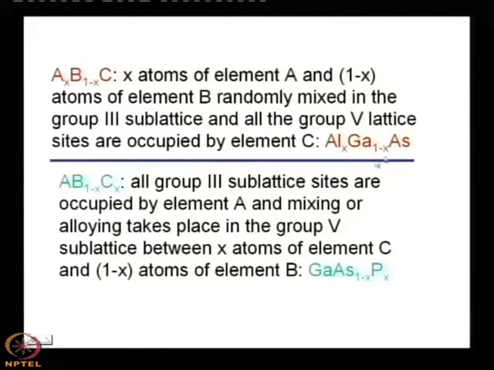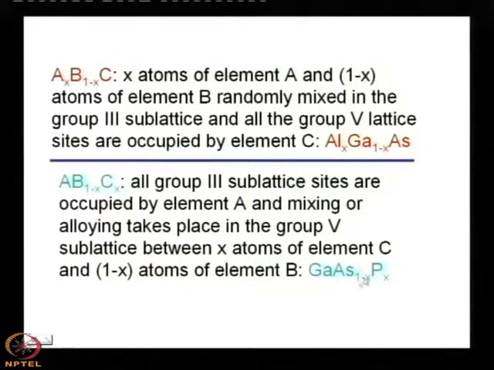So, this is one example. Another can be A(B minus B 1 minus X)C X, that means here A is from group 3 of the periodic table and B and C are from group 5. So, 2 elements from group 5 will occupy the sublattice of group 5, both B and C. If X number of C atoms are there, then 1 minus X number of B atoms will be there.